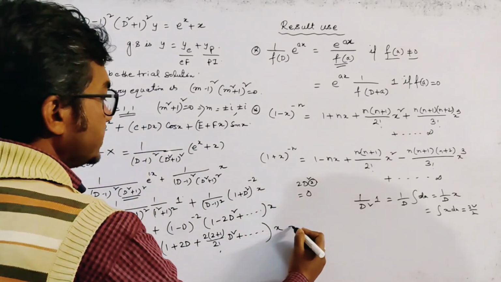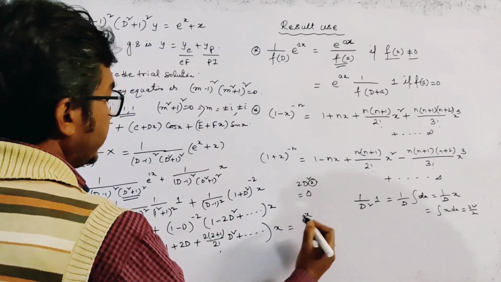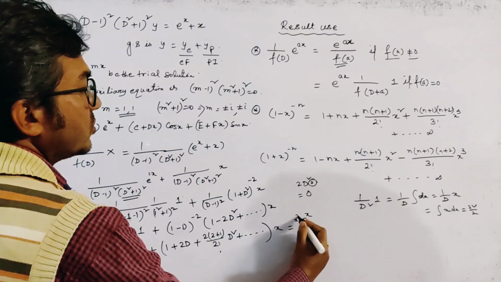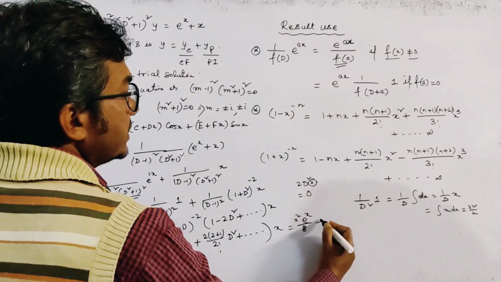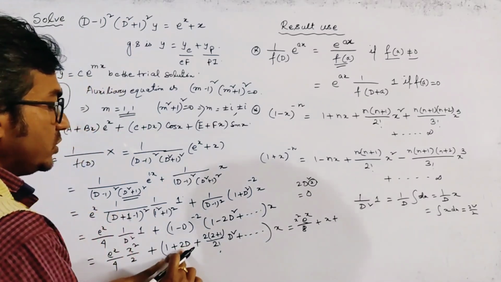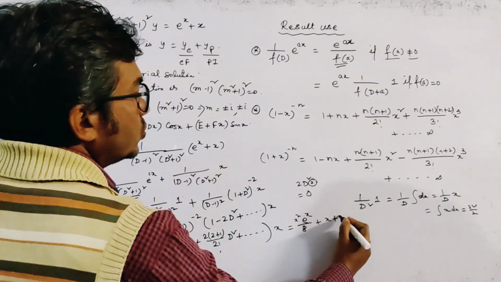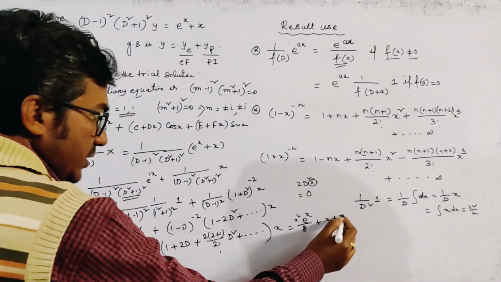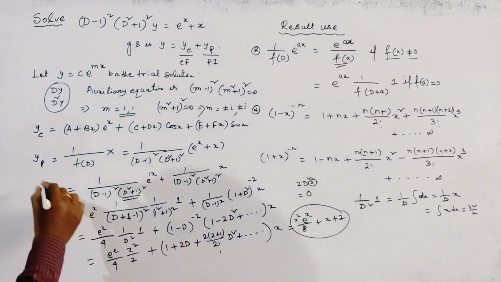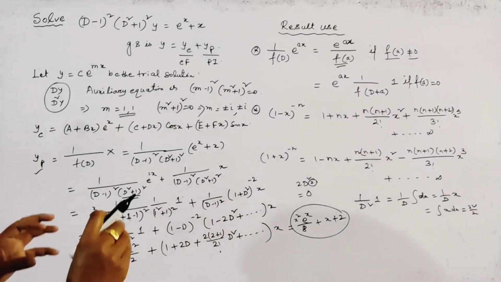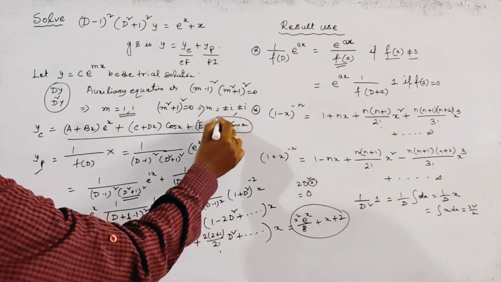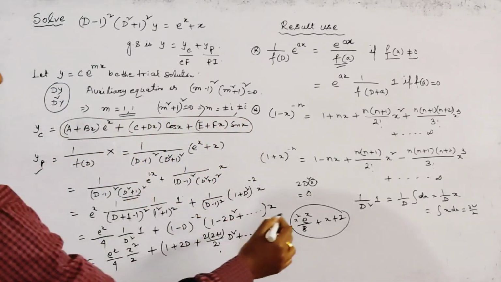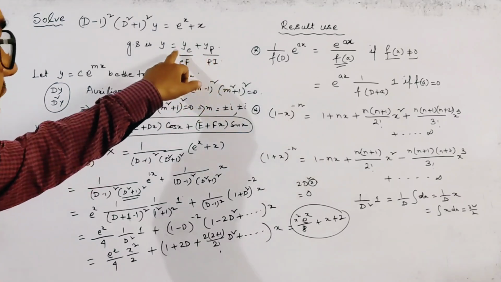So the result is, this is e to the power x into x square by 8 from the first term, and from the second term we get, this is x plus 2 into Dx, this means 2. Okay, so this is the particular integral, that is yp. Now we write the value of yc, this, and yp, this, we get the final result.